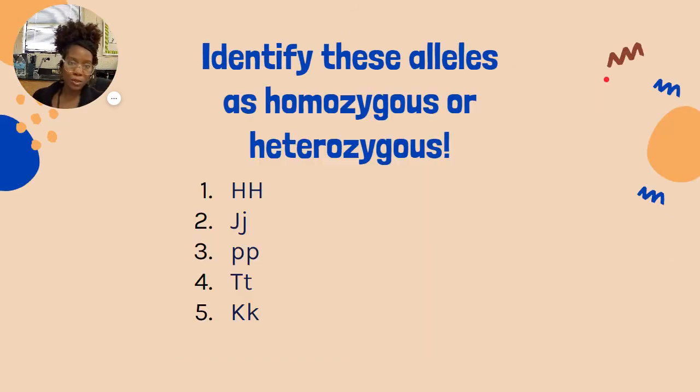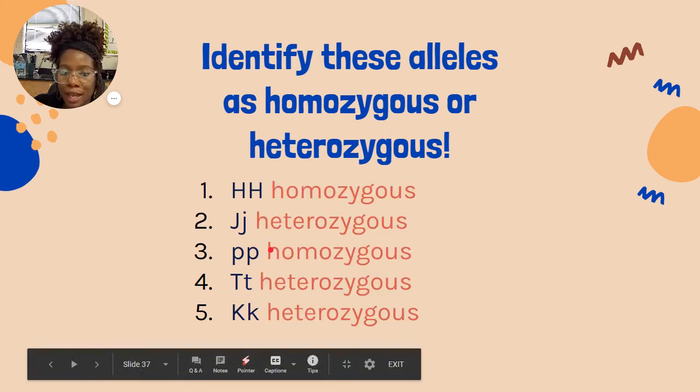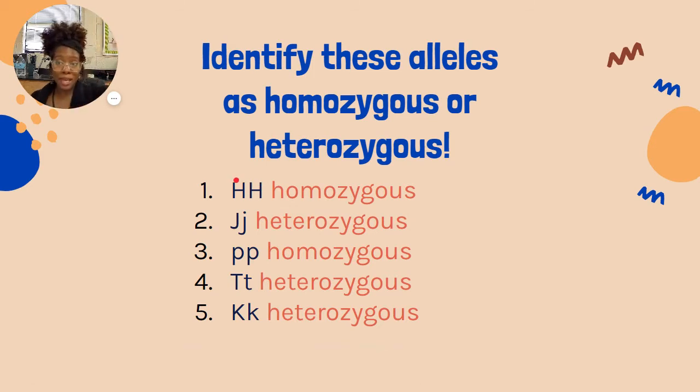Identify these alleles as homozygous or heterozygous. HH, big H, big H, same, homozygous. Big J, little j, different, heterozygous. Little p, little p, homozygous. Okay, so remember, homozygous means that they are the exact same, so either they're both big or they're both little. Heterozygous means one big, one little.